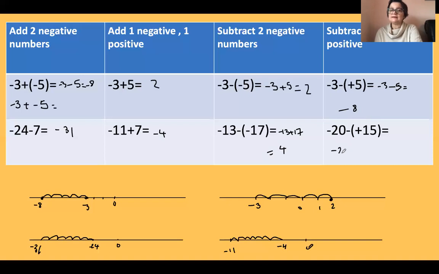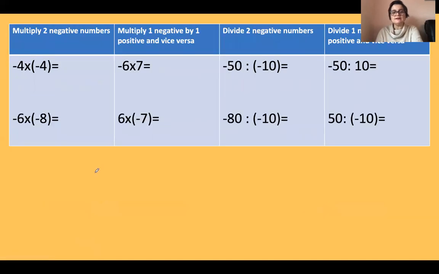And -20 minus 15. You are on -20 and you do minus 15, so you do 15 jumps backwards. And you are, of course, going to land on number -35. So this is how we add or take away negative numbers and positive numbers. So add and take away. Now, when we multiply or divide with negative numbers, this is what is going to happen.